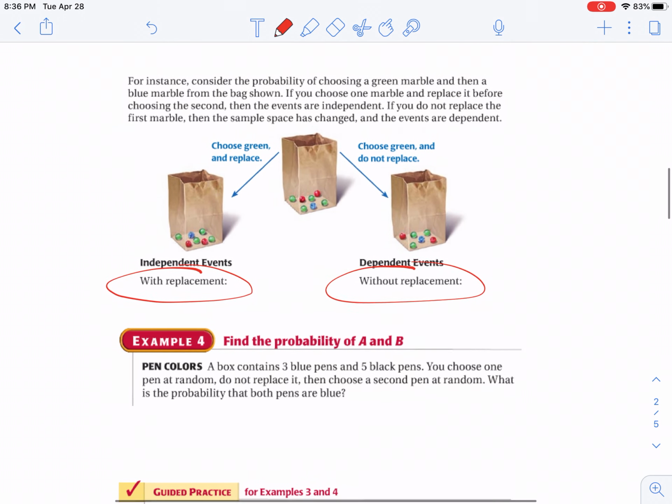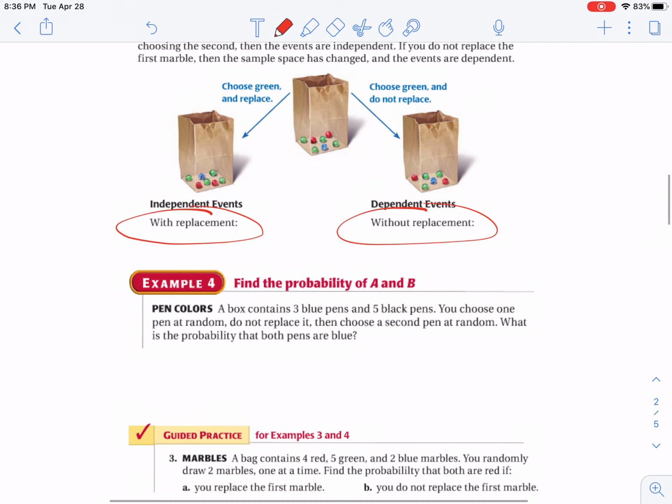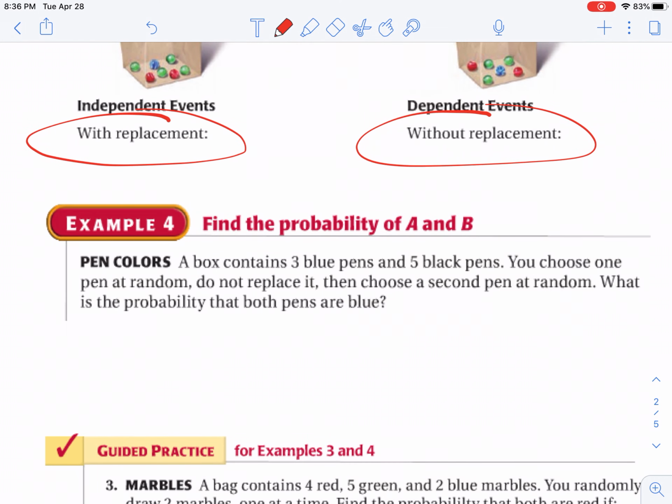So let's look at this example right here. Suppose you have a box containing 3 blue pens and 5 black pens. You choose one pen at random. You do not replace it. Key phrase there. Without replacement. Then you choose a second pen at random. What is the probability that both are blue?